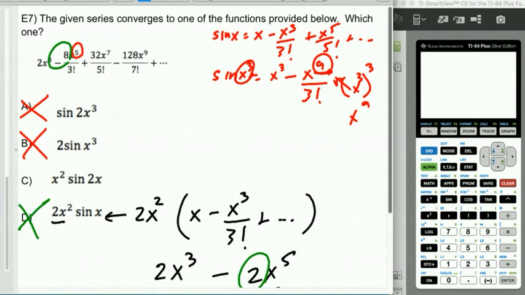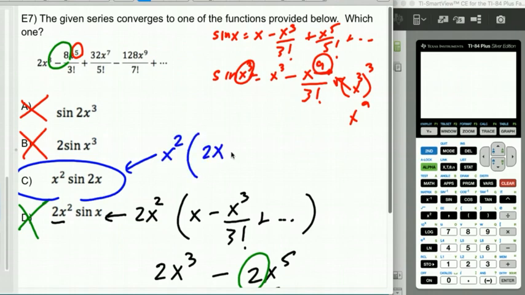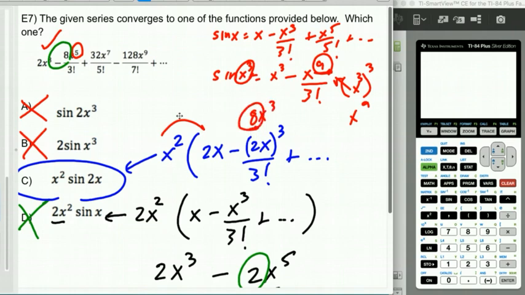So by default it has to be this one, but we can actually walk through the logic of why, right? This would be an x squared times, when I plug a 2x into my sine, I get a 2x minus 2x quantity cubed over 3 factorial plus dot, dot, dot. Well, sure enough, if I distribute, this is a 2x cubed, check, and this would be an 8x cubed times that 2. So sure enough, there's that negative 8 that I want. It's definitely C.